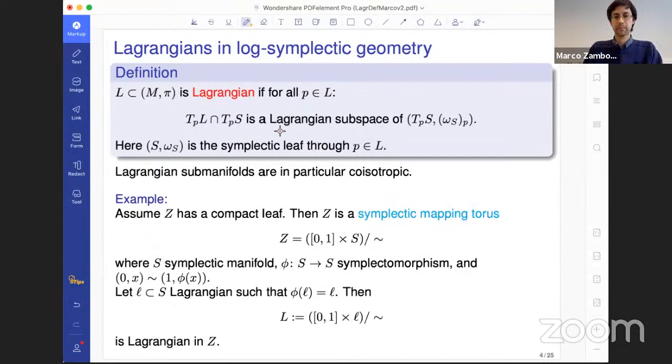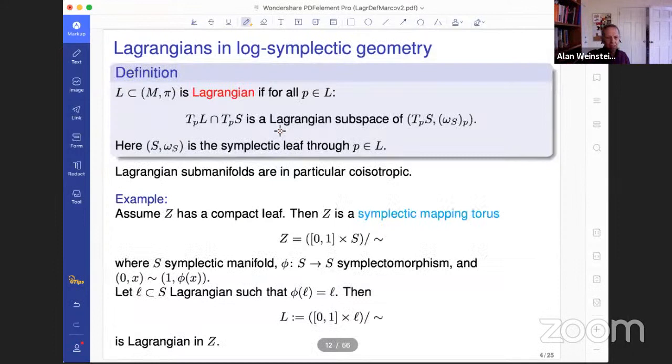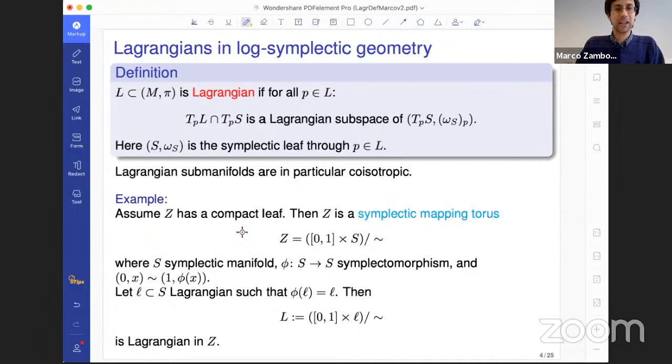I have a question. The S at the top of the page is not the same as the S at the bottom of the page, is that right? The S at the top of the page, which is S of the symplectic leaf, is not the same thing as the S that occurs down in the definition of the symplectic mapping torus. Strictly speaking, not. But I use the same notation because, if you start with the log-symplectic manifold, look at its singular locus, and assume that the singular locus has a compact leaf, probably I should also say that Z is compact, then the symplectic leaves in the singular locus are all symplectomorphic.